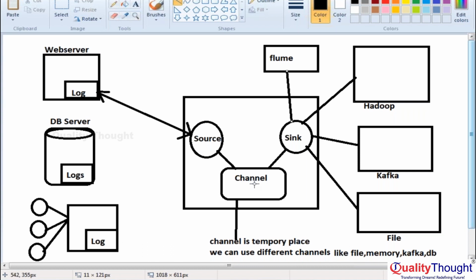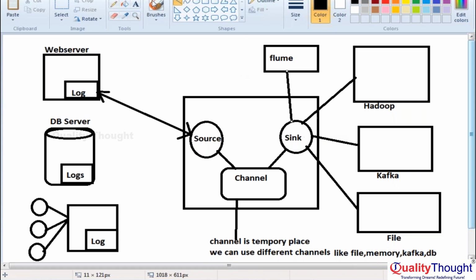For that, instead of a memory channel, we use a file channel, Kafka channel, or DB channel. If you use a memory channel, there may be an out of memory issue or a system crash, and we lose the channel memory also, right? So we can use a Kafka channel, DB channel, or file channel. We have multiple channel types.